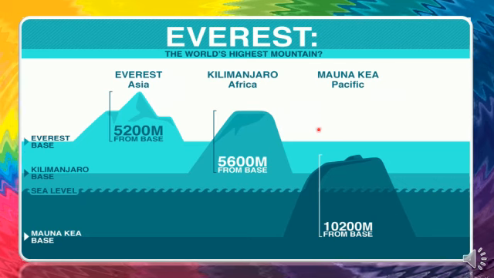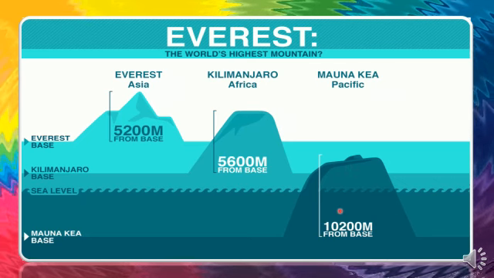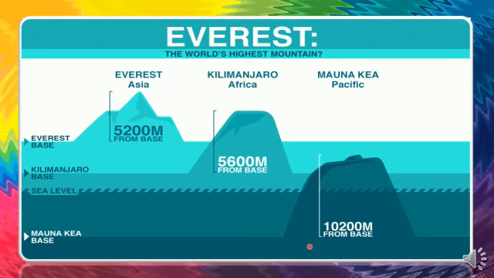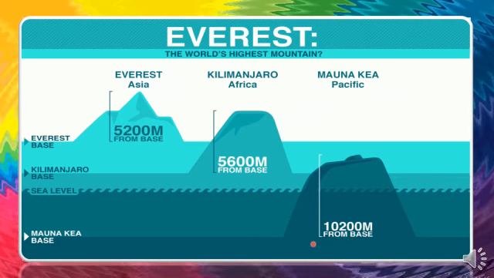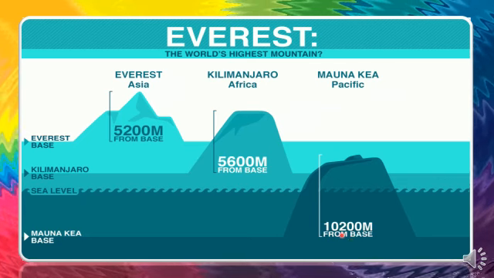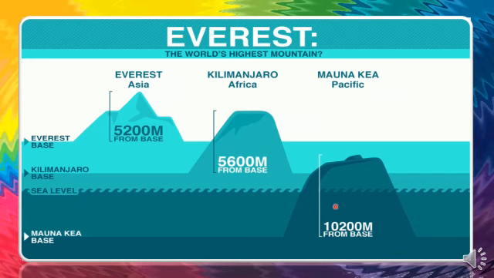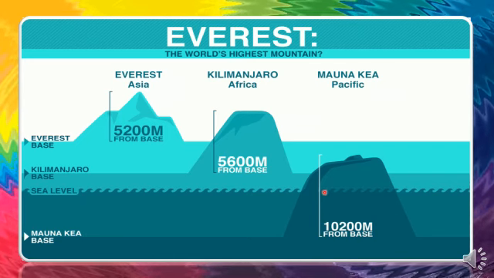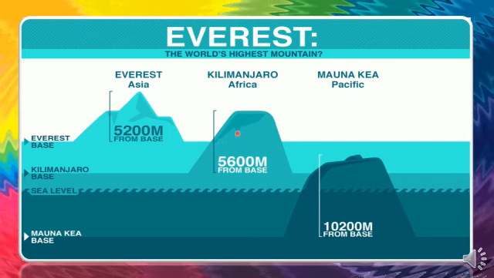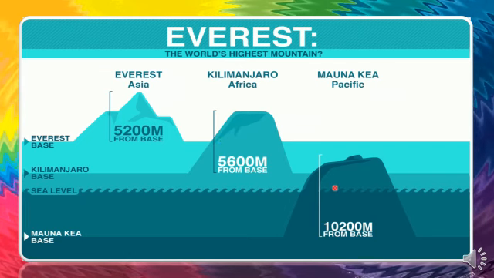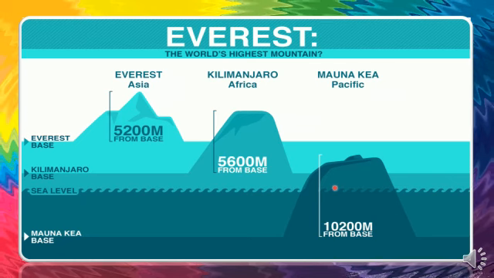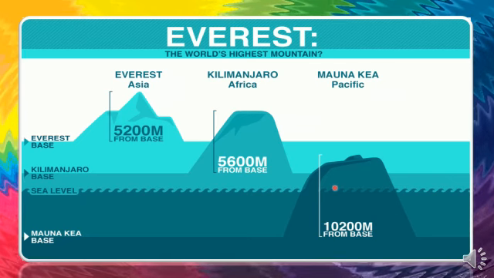Now when we come to the third mountain, look at the height of Mauna Kea. From the base, it is 10,200 meters, which means Mauna Kea is the highest one, higher than these two. That's why we said that Mauna Kea is the highest mountain in the world.